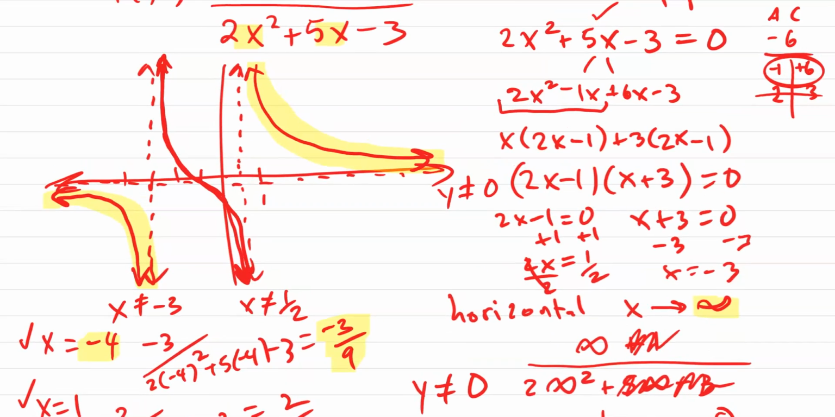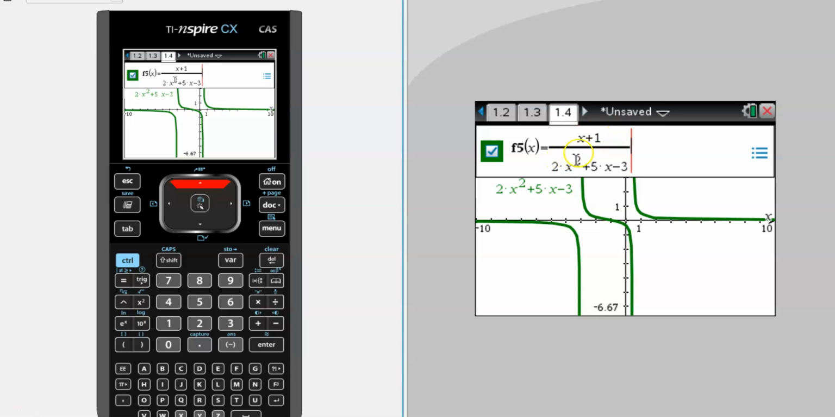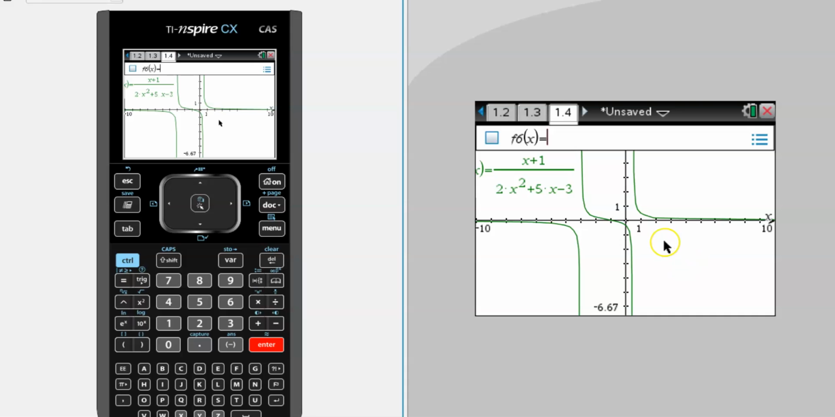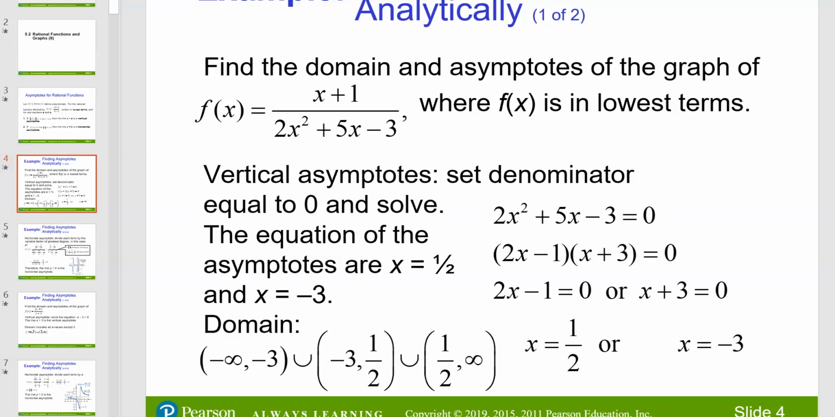Let's double check this one. I know it's a bit messy, but that would be, again, how I would learn to sketch these by hand. So x plus 1 on the top, 2x squared plus 5x minus 3 on the bottom, and here's our graph. Asymptote here at 1/2, the other one's at negative 3, lower region, upper region, little cubic symbol in the middle.